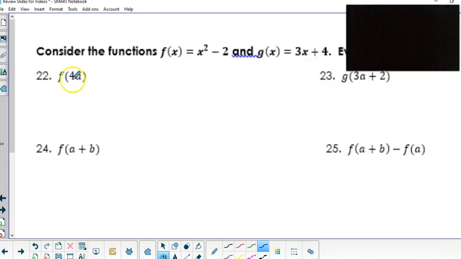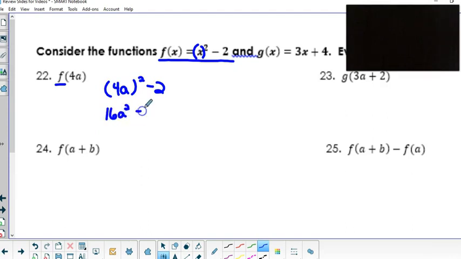Number 22, if we're evaluating f of 4a, that means we're going to look at the f function right here, which is x squared minus 2. But we're going to replace the x with whatever it is the f of. So in this case, we would take our expression, x squared minus 2, but we're replacing the x with 4a. And when we simplify this, 4a squared, 4a times 4a is 16a squared minus 2. These are not like terms, so there's nothing else we can do there.